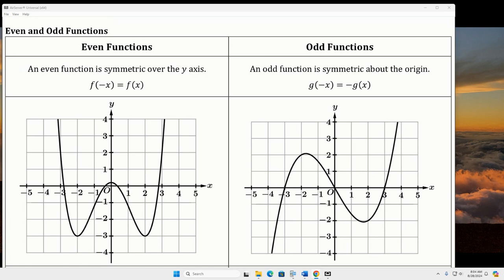So this is an example. This side of the graph can be folded right on top of this side. That's the even function. Also, one thing that we need to check is that if we put in the opposite of x, we find that f of the opposite of x is the same as f of x. Let me show you what that looks like on the table.